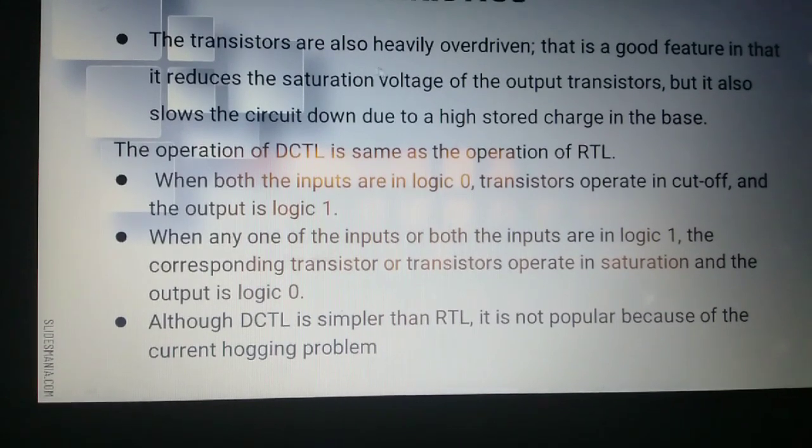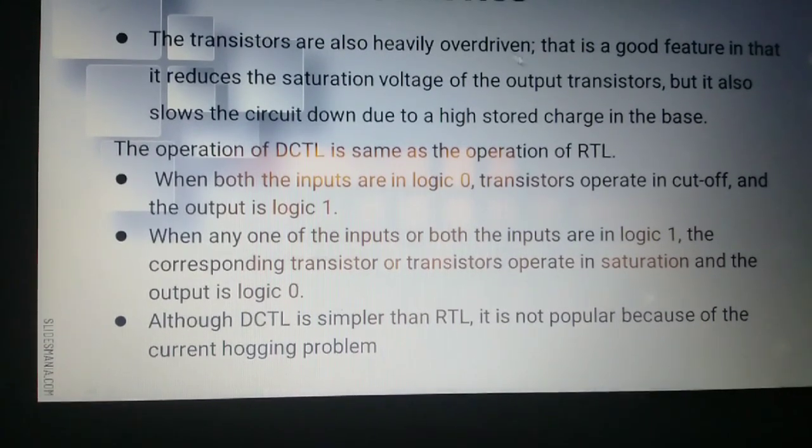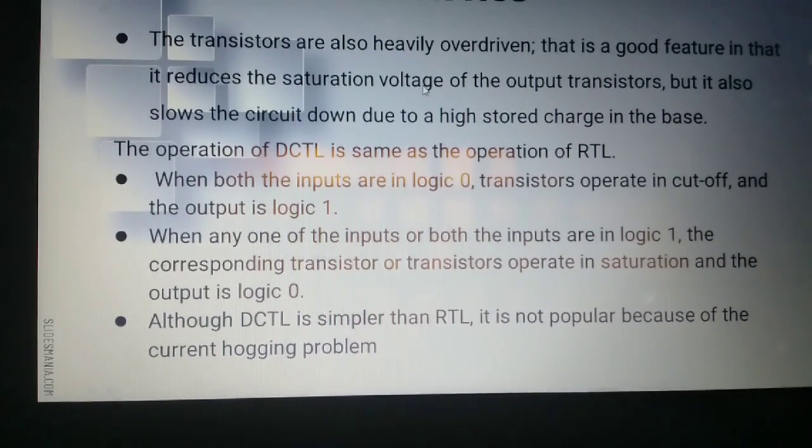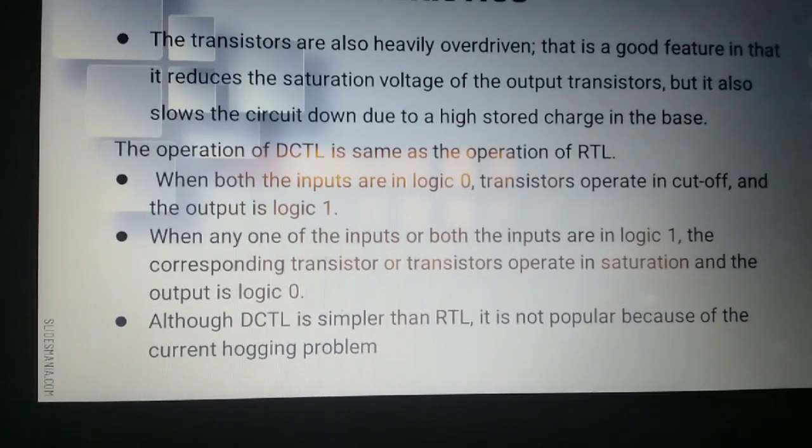So, ang unique characteristics daw ng DCTL is the transistors are also heavily overdriven. That is a good feature in that it reduces the saturation voltage. So, ano nga ba ang ibig sabihin ng saturation? So, yung saturation po is yung na-discuss na din sa atin last sem, isa siya sa operation ng transistor.